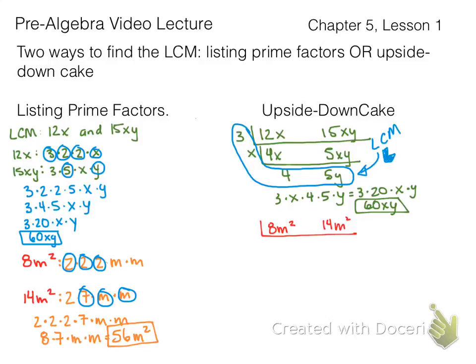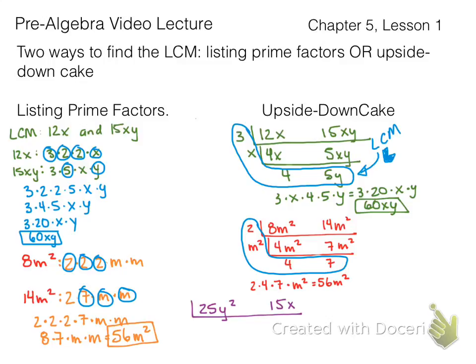What goes into 8m squared and 14m squared would be 2, which leaves you with 4m squared and 7m squared. What goes into 4m squared and 7m squared would be m squared. What's left over? A 4 and a 7. Well, draw your L, multiply everything in the L together, and you're going to get 2 times 4 times 7 times m squared, which is, again, 56m squared.